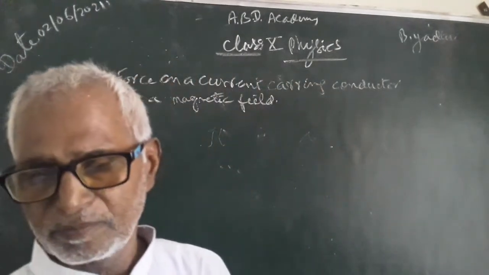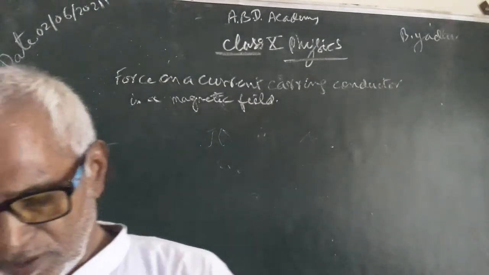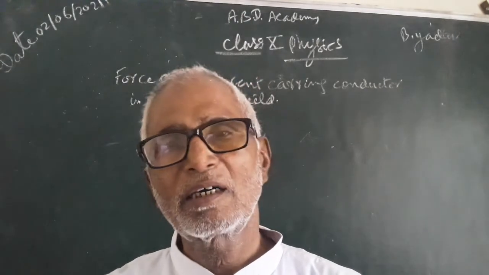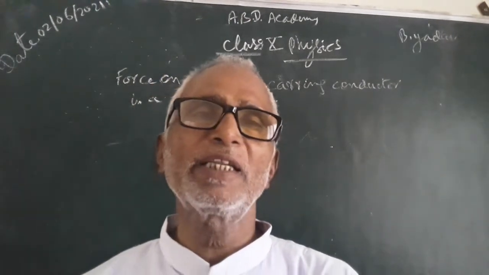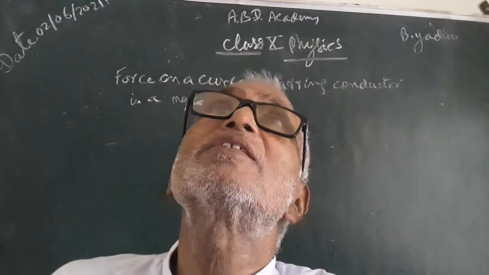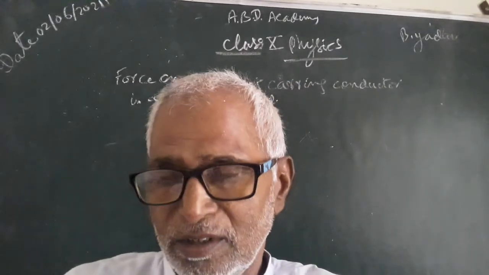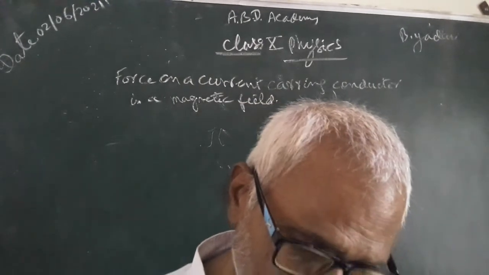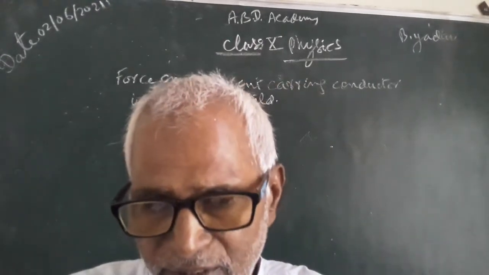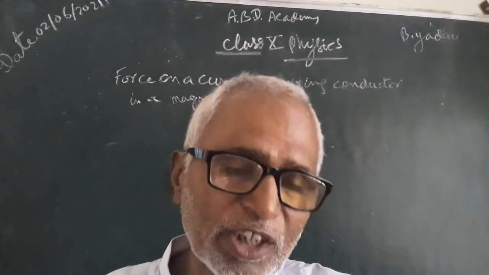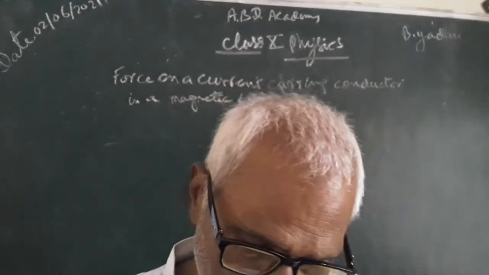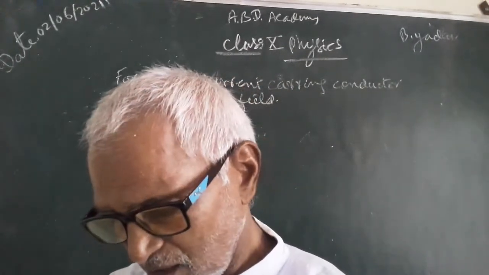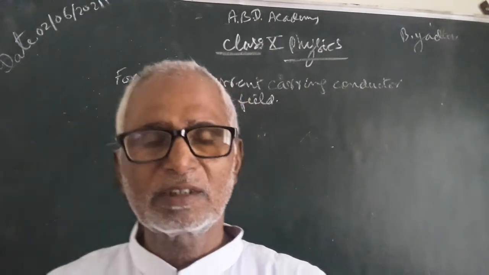So here is the principle of moving devices like electric motor or galvanometer and many such devices like electric fan or others, where a conductor with electric current when placed in a magnetic field experiences a force, on the principle of which an electric motor or many moving devices work.